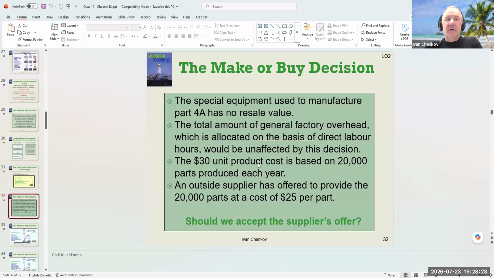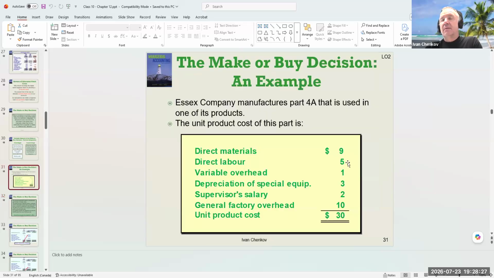So simply it's going to be, how much of this cost is actually relevant? If I'm still producing, do I have to pay for direct material? Yes. Do I have to pay for direct labor? Absolutely. Do we have to pay for the variable overhead? Yes, we have to. Depreciation of special equipment, am I paying for that? No. Can I sell it? No. Okay, supervisor salary. Do I have to pay him? Yes, I have to pay him $2.